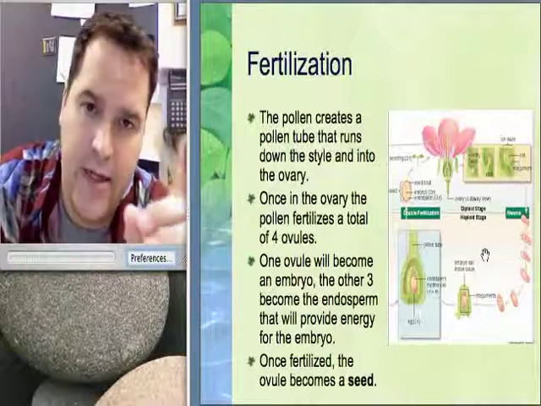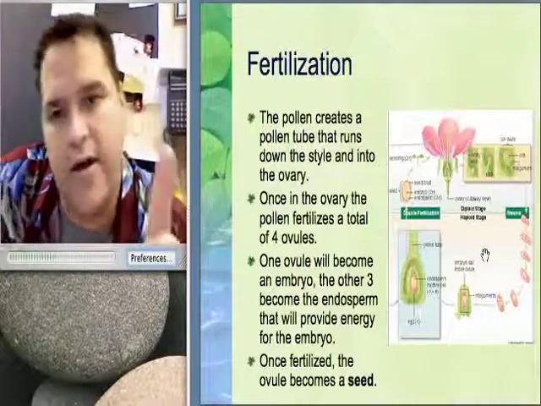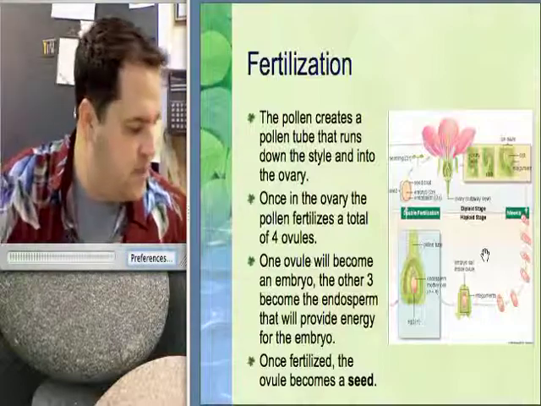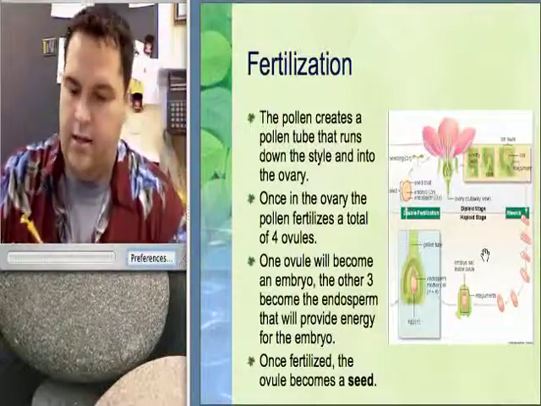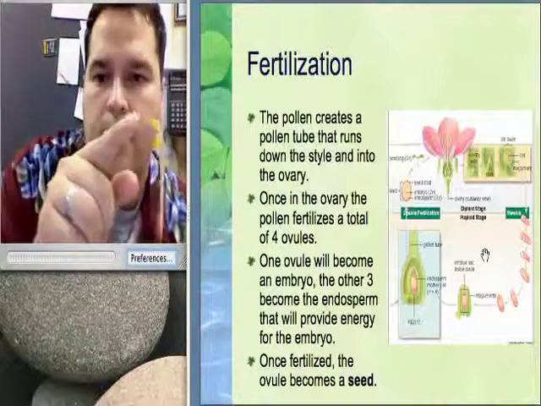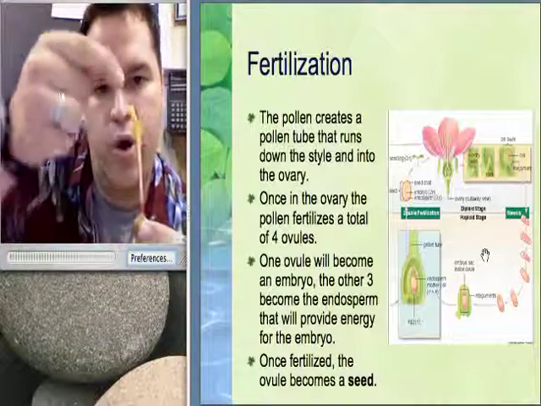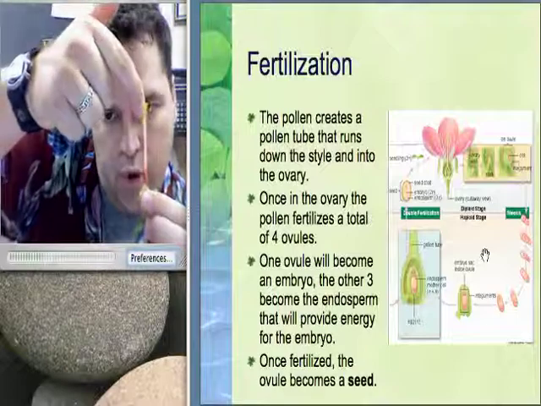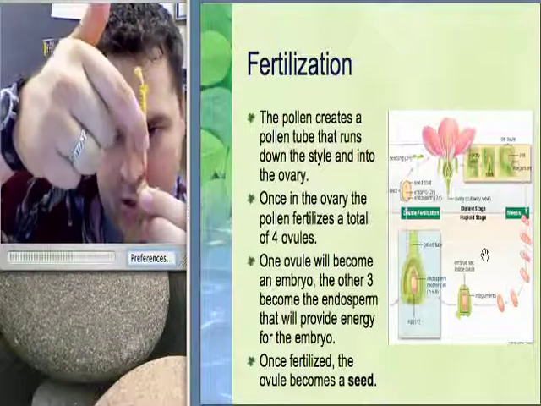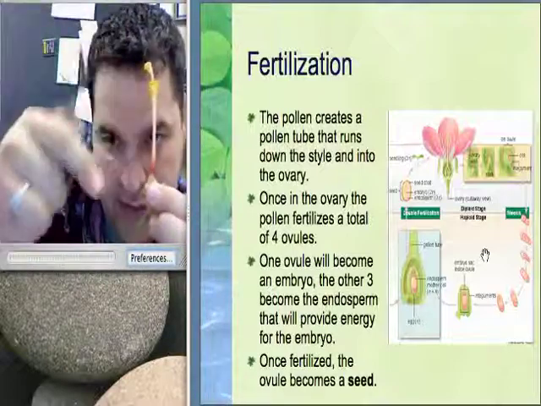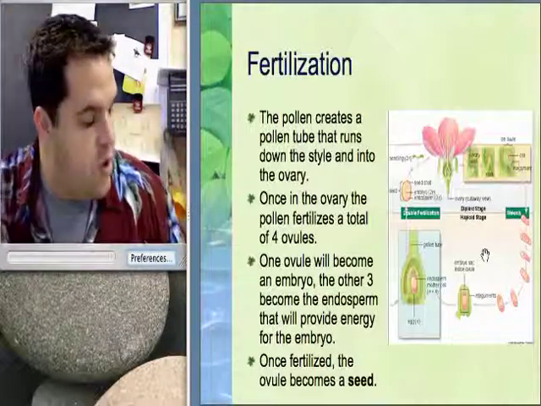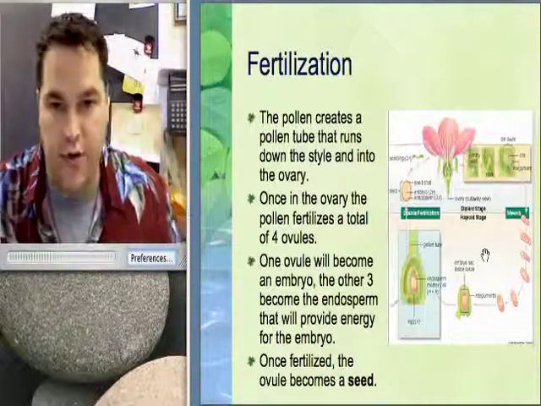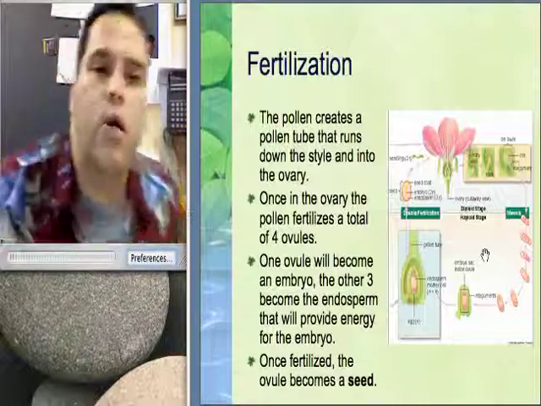So once the pollen is on the stigma, it creates a pollen tube. And basically what will happen is that the pollen will attach at the stigma, and it will force a tube that will grow down the style. It'll go through this, and then it'll go into the ovary. Once it gets to the ovary, it's going to fertilize 4 ovules.